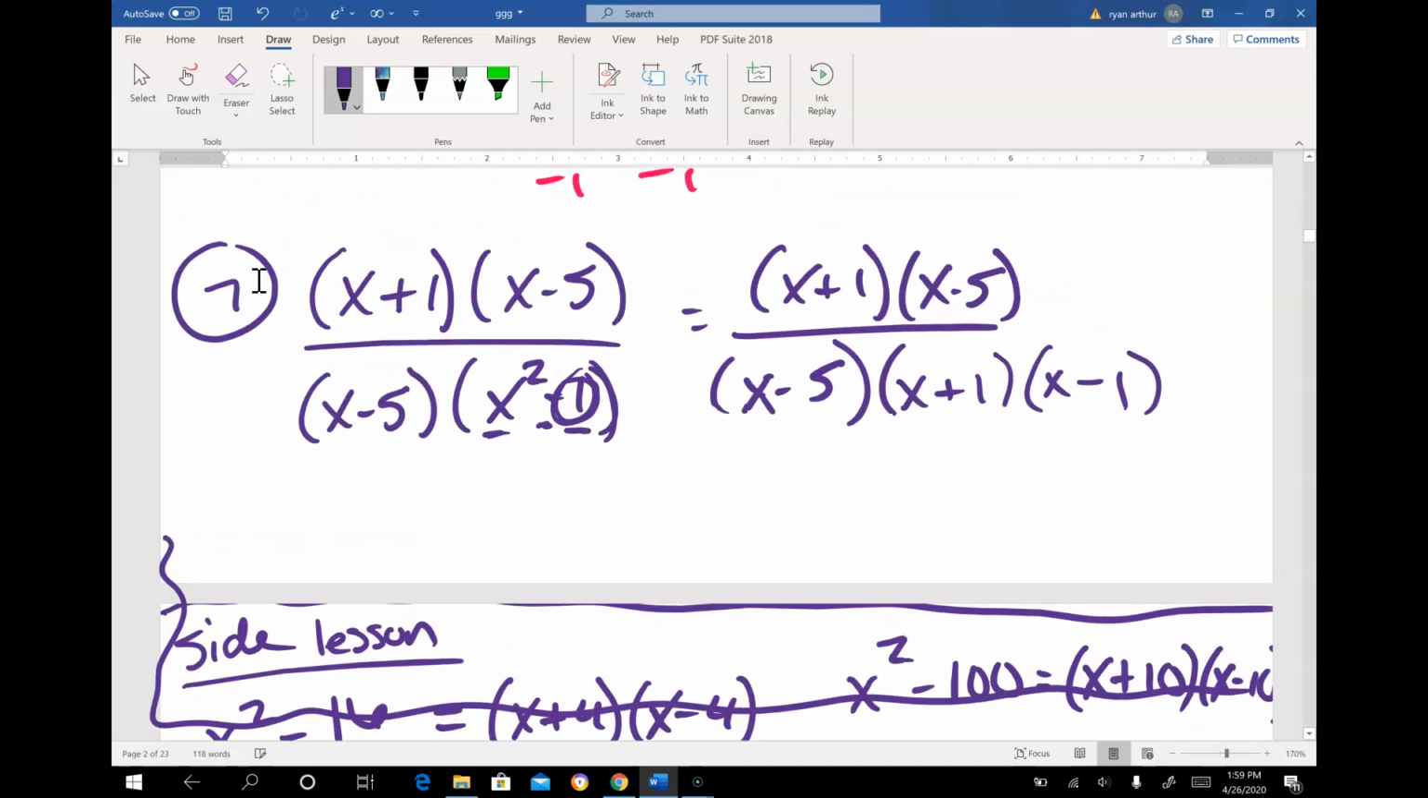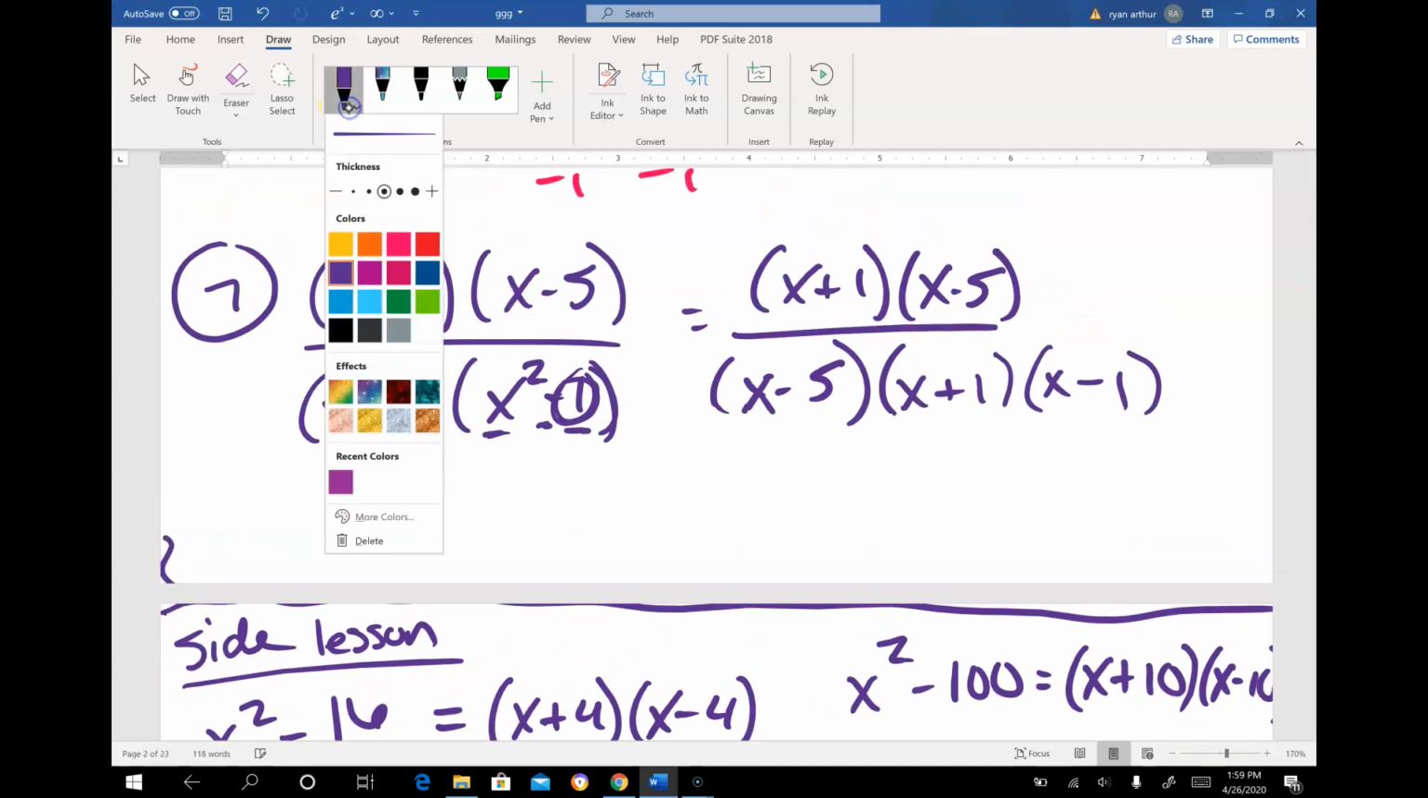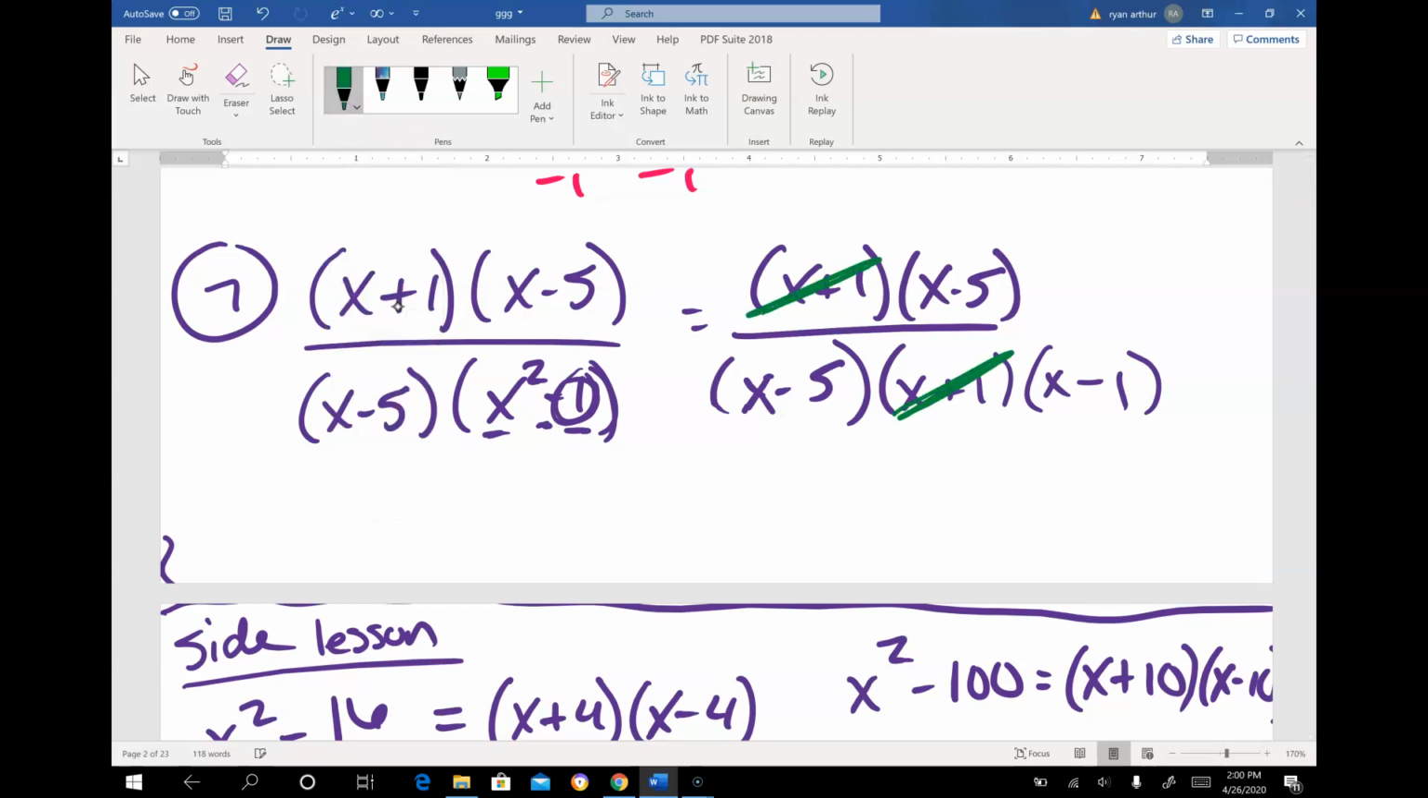Now, you've got to cancel out common factors, right? So my common factors are x plus 1, x plus 1, x minus 5, x minus 5. Remember I told you when the numerator goes away, you still have to put a placeholder of 1, and then x minus 1 is left on the bottom. So that's your answer.